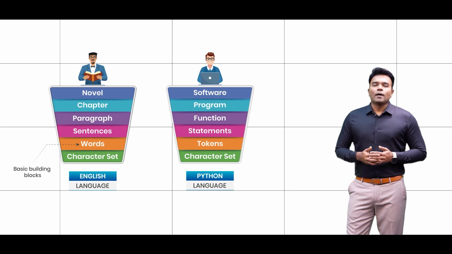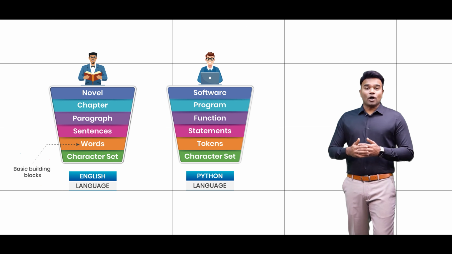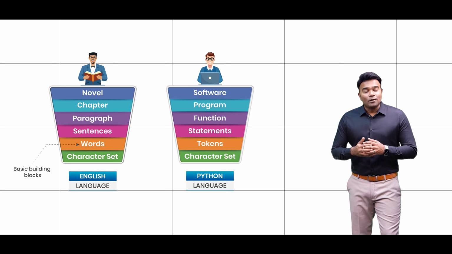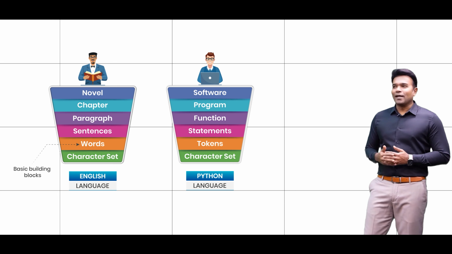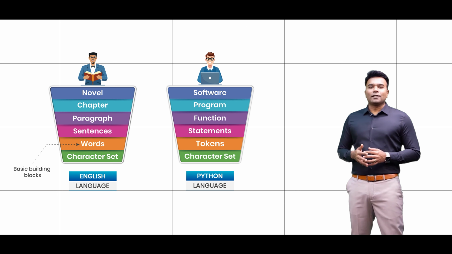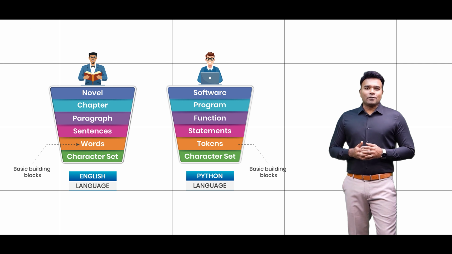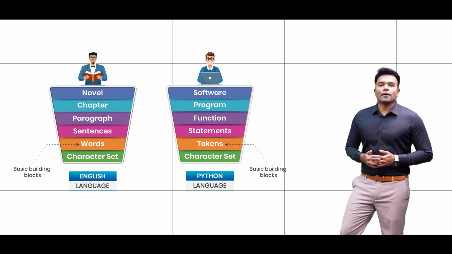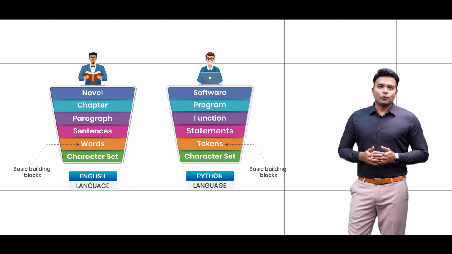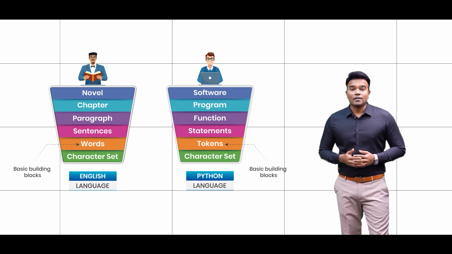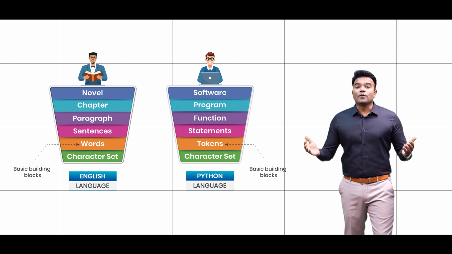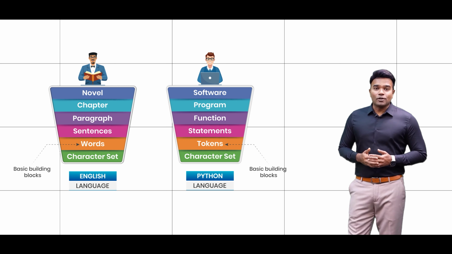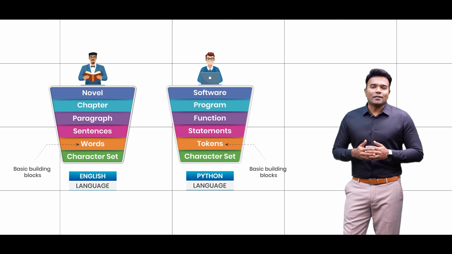So if you ask me what the basic building block in English is, then definitely it is the words that act as the basic building block of the language. Similarly, in Python, it is the tokens that act as the basic building blocks. The moment you understand everything that you need to understand about tokens, then to that extent it becomes easy for you to create the statements, the functions, the program, and then a software itself. So if you ask me what the basic building block of the Python programming language is, then it is the tokens.